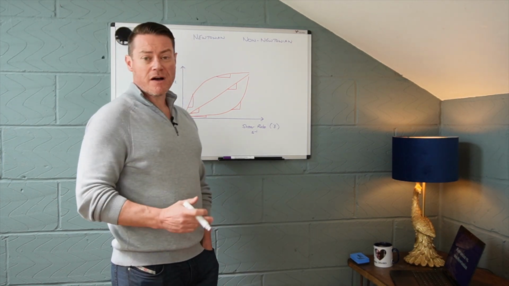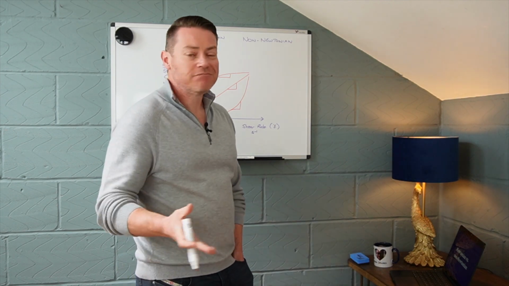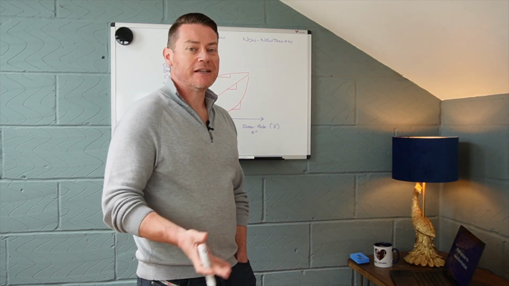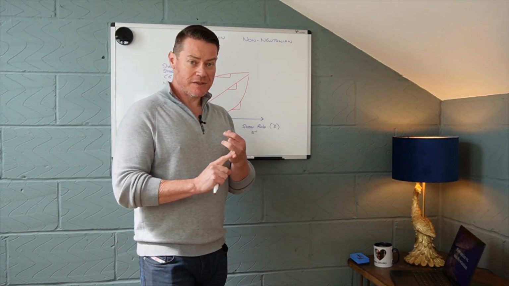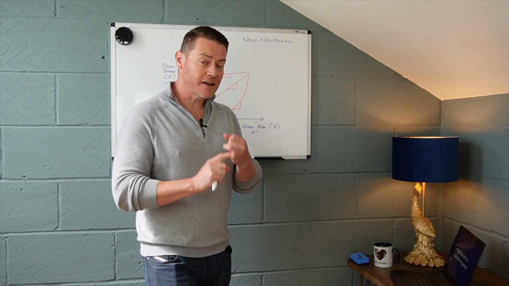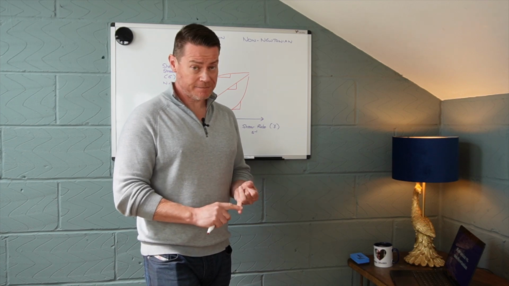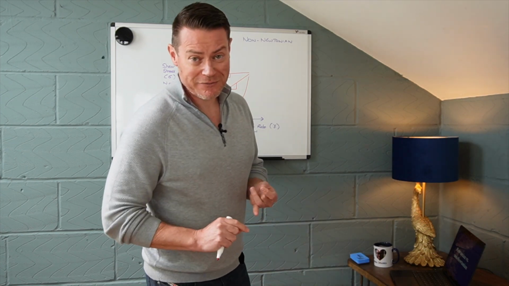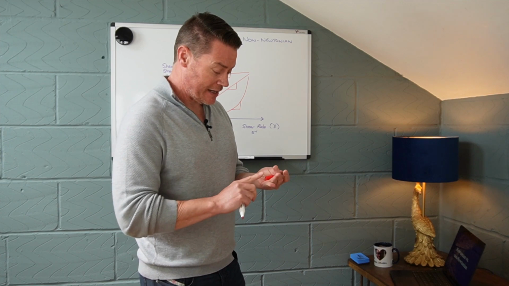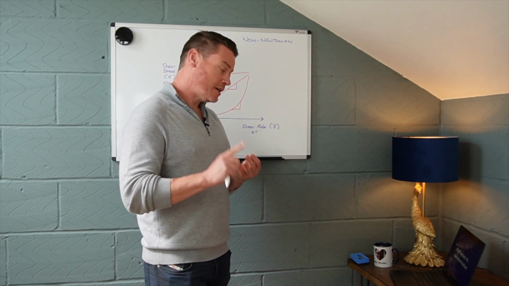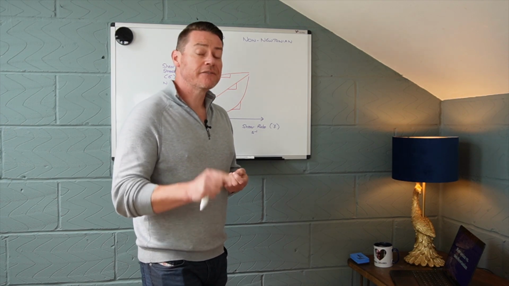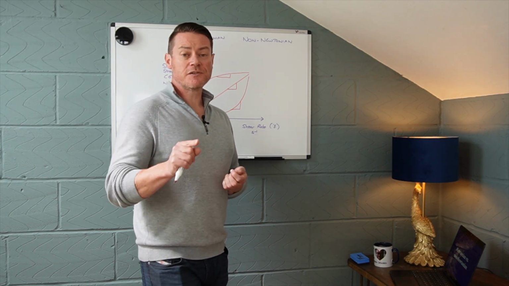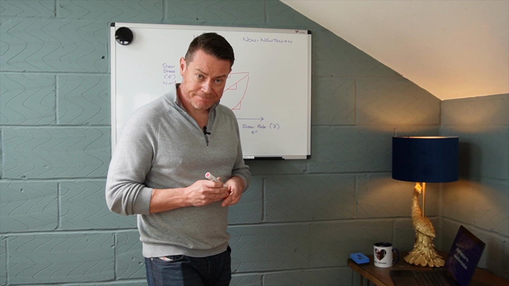So, for top marks, if the question says, describe the difference between a Newtonian and a non-Newtonian fluid, you would say a Newtonian material is one where the shear rate is directly proportional to the applied shear stress, and a non-Newtonian material is one where the shear rate is not directly proportional to the applied shear stress. And also, for a Newtonian material, the viscosity is constant, and for a non-Newtonian material, the viscosity is always changing.